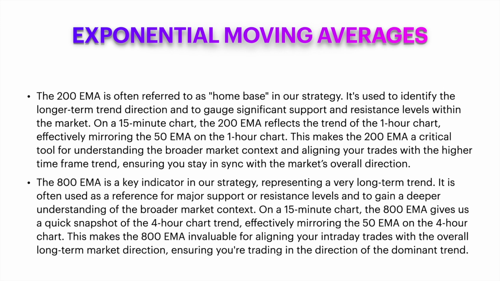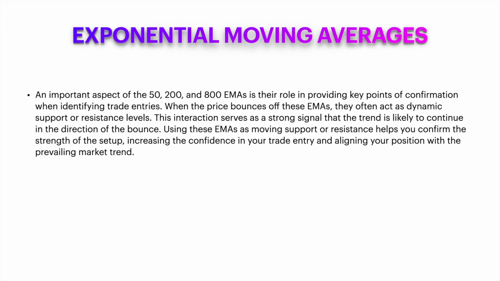So it prevents you from having to switch back and forth between different time frames. An important aspect of the 50, 200, and the 800 EMAs is their role in providing key points of confirmation when identifying trade entries. When the price bounces off these EMAs, they often act as dynamic support and resistance levels. This interaction serves as a strong signal that the trend is likely to continue in the direction of the bounce. Using these EMAs as moving support and resistance helps you confirm the strength of the setup, increasing the confidence in your trade entry and aligning your position with the prevailing market trend.